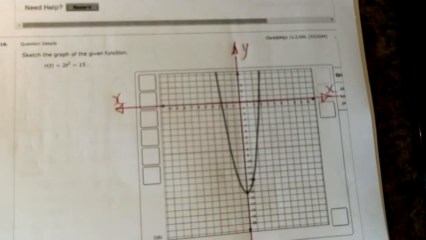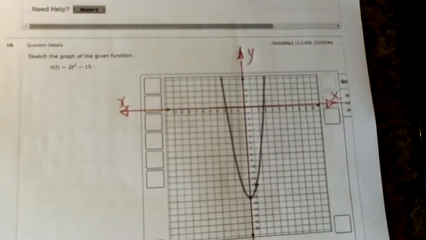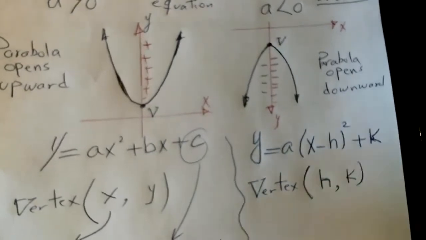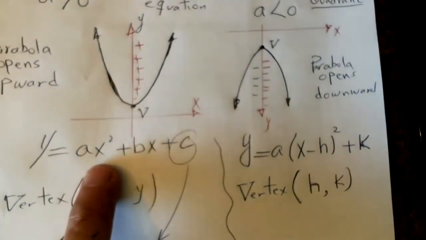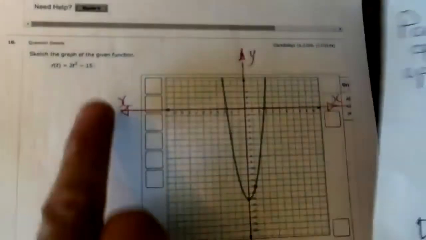They want you to sketch the graph. They assume that you don't have the graph. Okay. In this case, you look to see the equation that is given. Does it look like this, or does it have a parenthesis like that? It's this one, right? See?